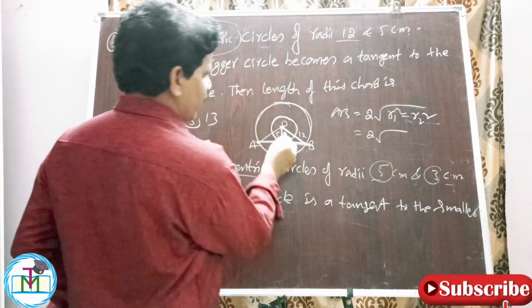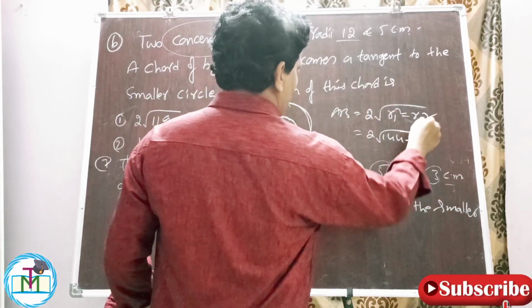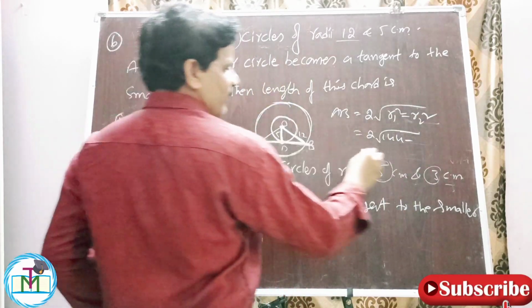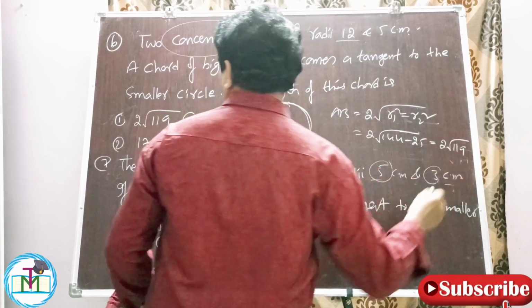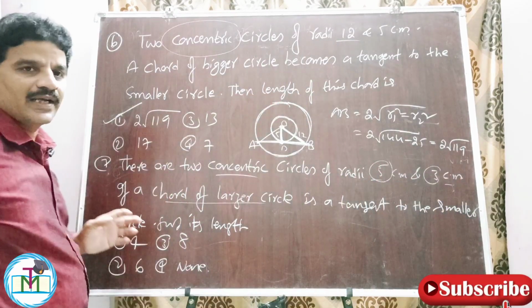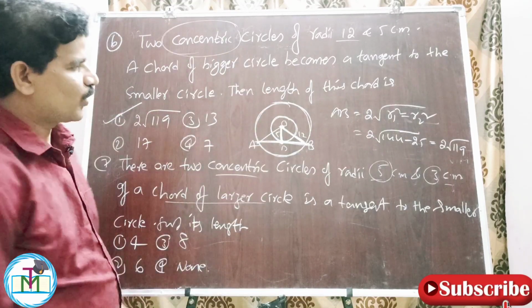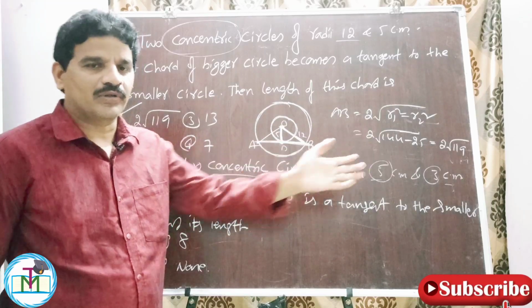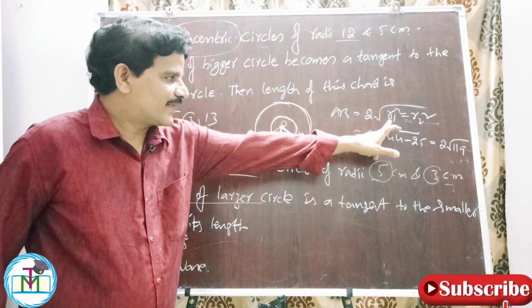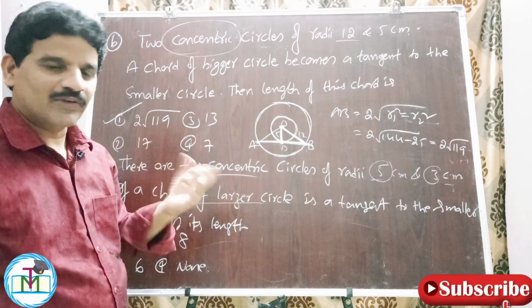R1 square means the bigger circle radius 12, square 144, minus R2 square, the small circle radius 5, square 25, is equal to 2 times under root 119. Option 1 is the right answer. Therefore, whenever two concentric circles are given, the chord of the larger circle is given by 2 times under root of the radius of the bigger circle square minus the radius of the smaller circle square. You will get the answer very quickly.